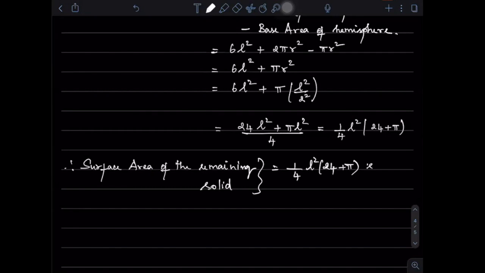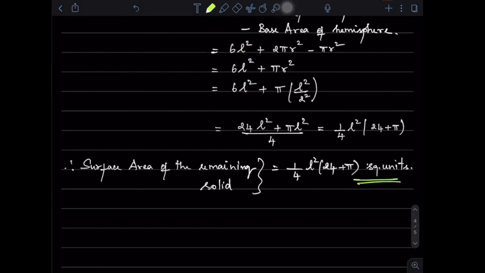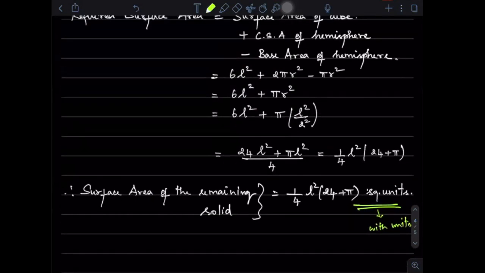What should we write? We should write the units, shouldn't we? Remember in the checklist: square units. See this, that is why I'm telling you again and again. Write the answer with units. In area, it is square units.